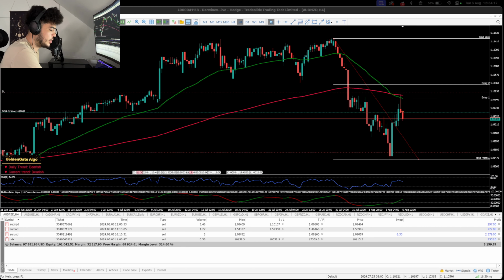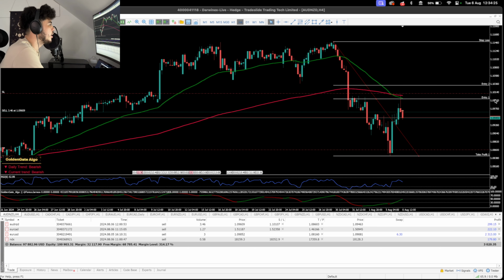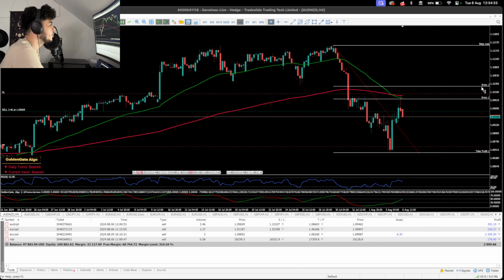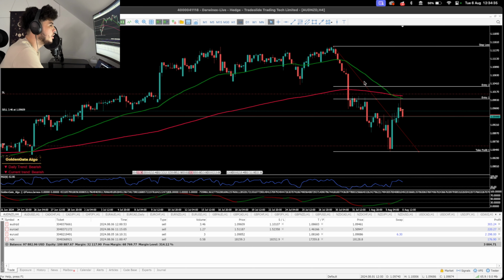I've shown you quite a lot about my swing strategy, which is very, very similar to my day trading strategy, just with some very small tweaks to account for smaller time frames and smaller stop losses. So this is essentially the Echo model. Now I teach that in the Discord. We have some members that use it, and this is using my Golden Gates algorithm.